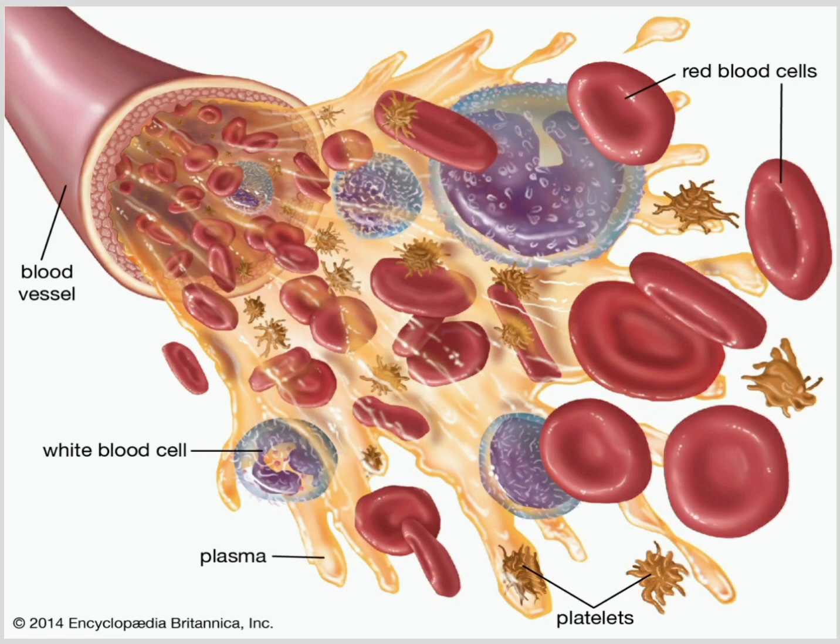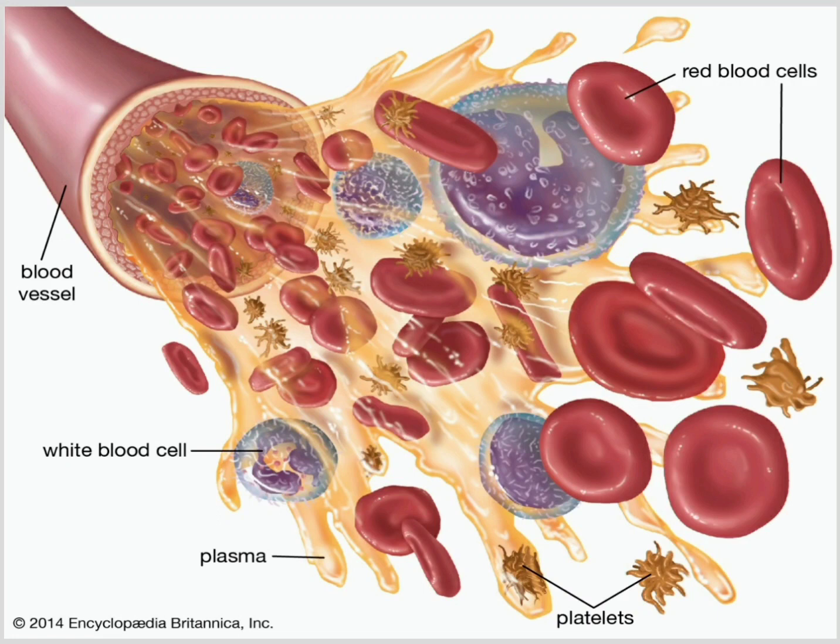First, let us look at plasma. In this picture, you can see the pale yellow liquid. That is your plasma. So plasma is a yellowish liquid which is slightly alkaline in nature, and it is made up of 90 to 92% of water, 6 to 8% of proteins and 1 to 2% of inorganic salts.